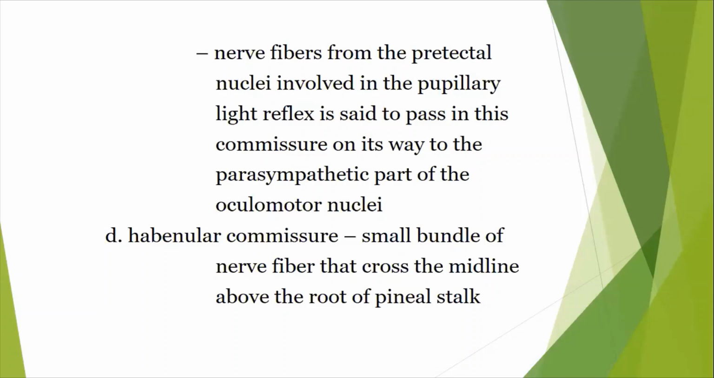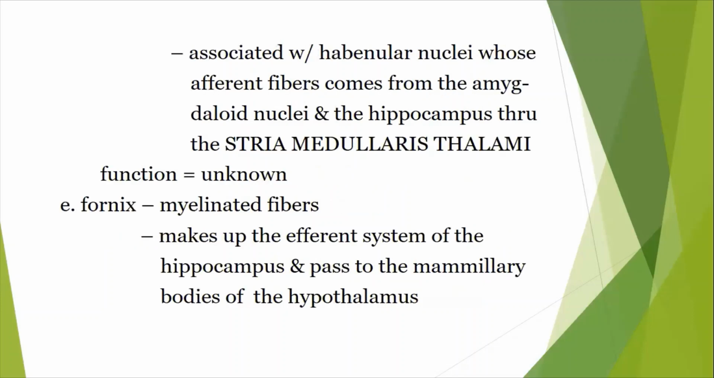Then another commissure is your habenular commissure. This is just a small bundle of nerve fibers that cross the midline above the root of the pineal stalk. The habenular commissure is more seen on the inferior portion. This is associated with habenular nuclei whose afferent fibers come from the amygdaloid nuclei and the hippocampus through your stria medullaris thalami. The function is unknown.